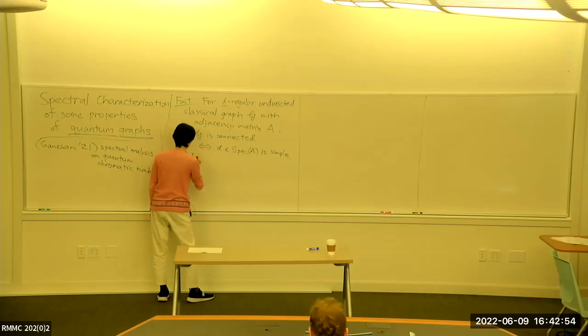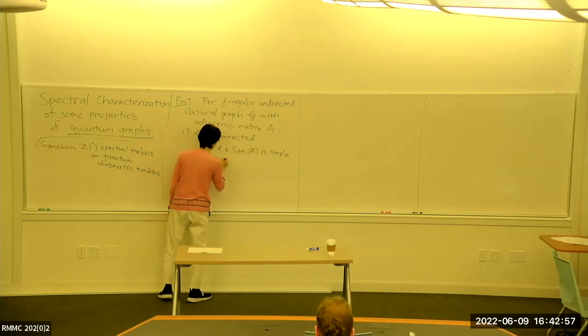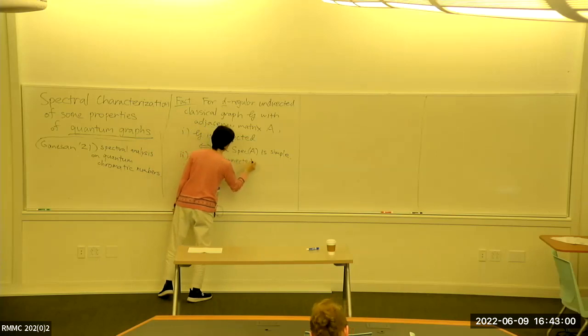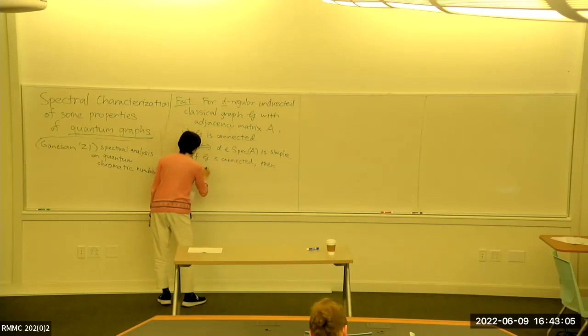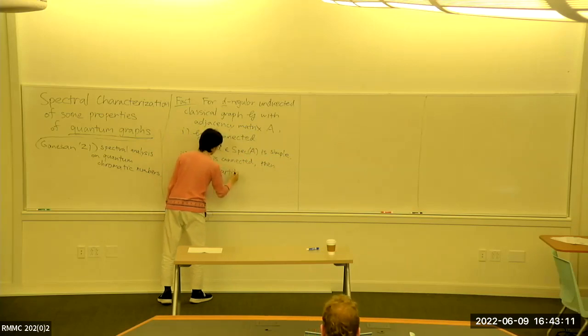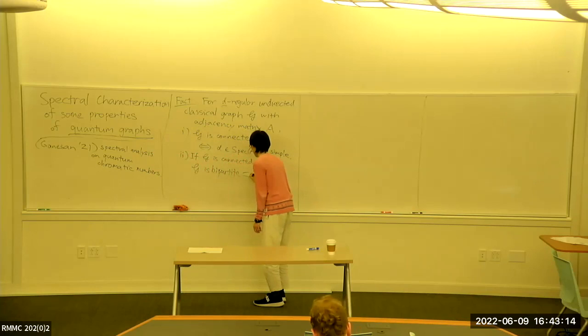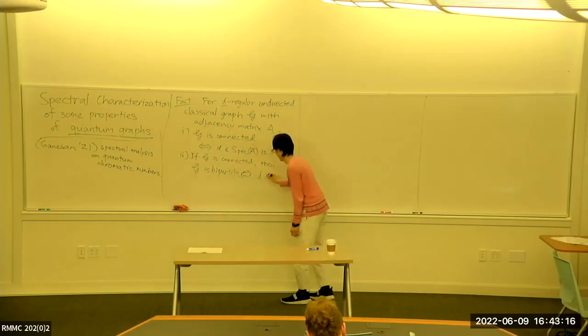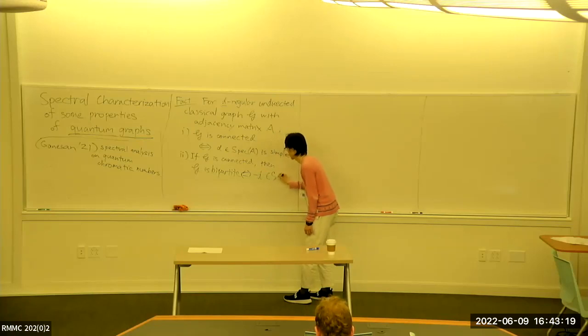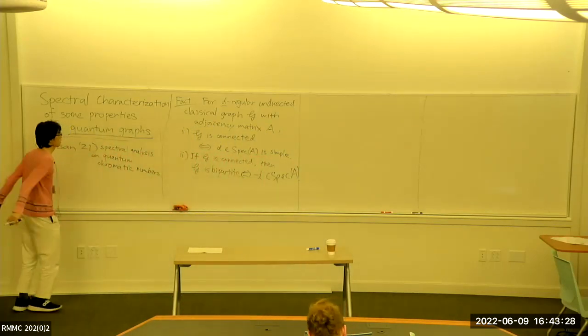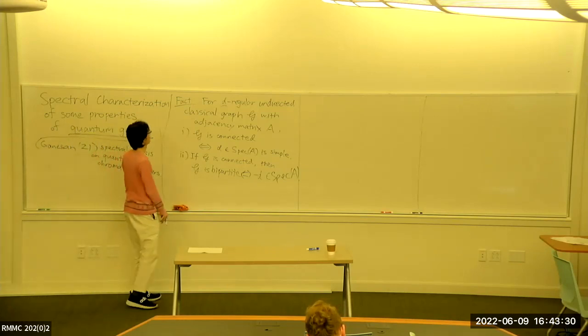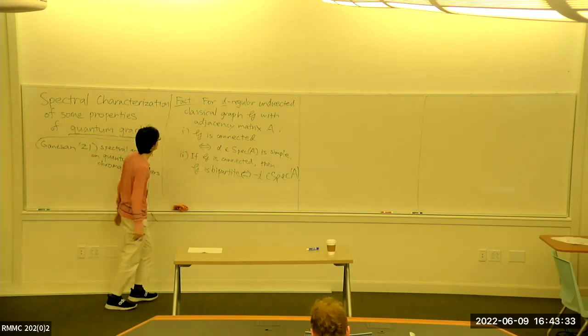If the graph is connected, then it is bipartite if and only if negative D is in the spectrum. So I generalize these results for quantum graphs. So I'd like to explain what these ingredients are.